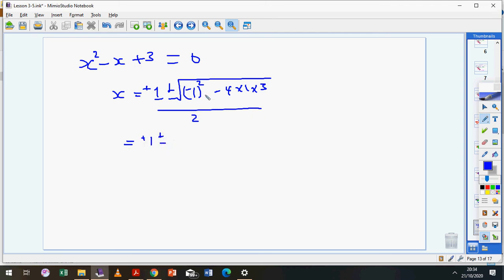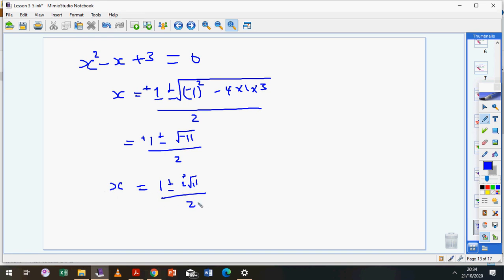1 squared is 1. Negative 4 times 1 times 3 is negative 12. 1 minus 12 is negative 11, square root, all over 2. So I end up with 1 plus or minus the square root of negative 11, which is the same as i root 11, divided by 2. By doing this, I get the solutions, and when I have the solutions, it can help me to get the factors.